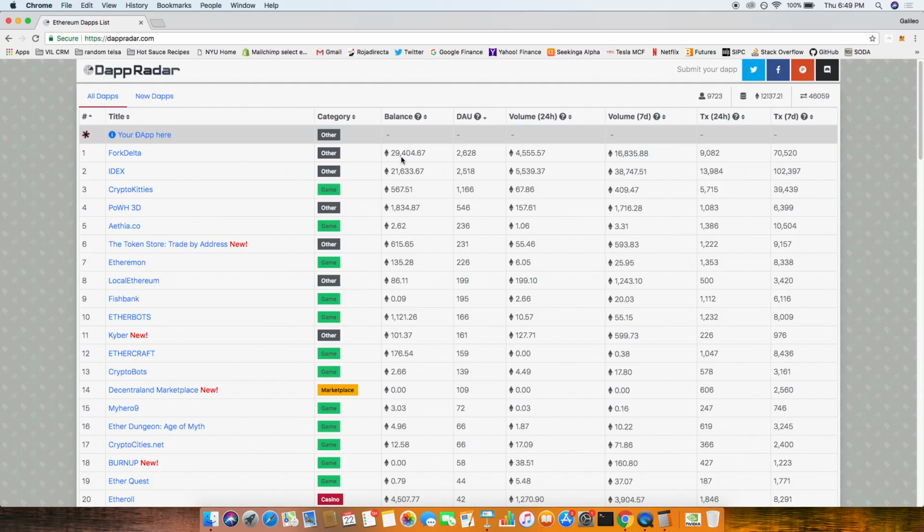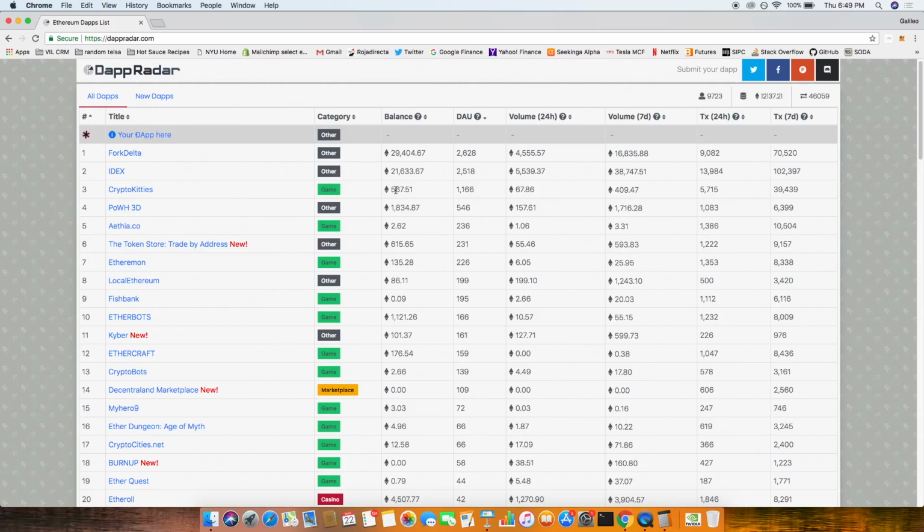Yes, the development team could withdraw some to pay for stuff. But if you were to own a token in Fork Delta, this is almost like the cash or ETH on your balance sheet. Exactly. So another thing is that you can see CryptoKitties.